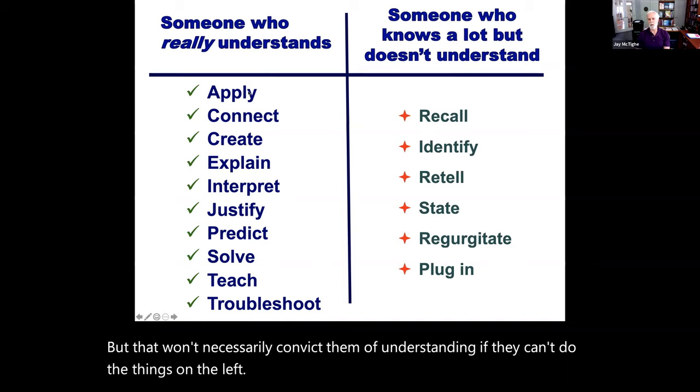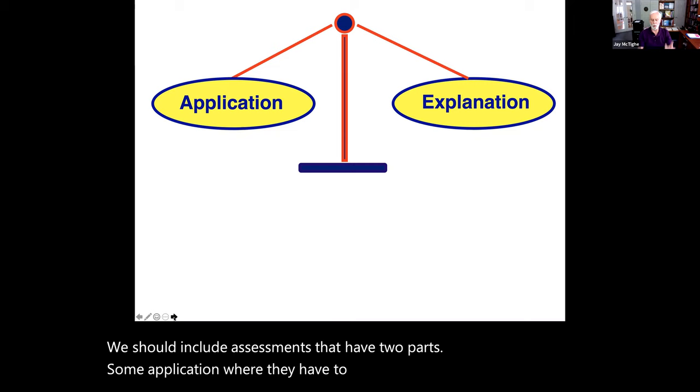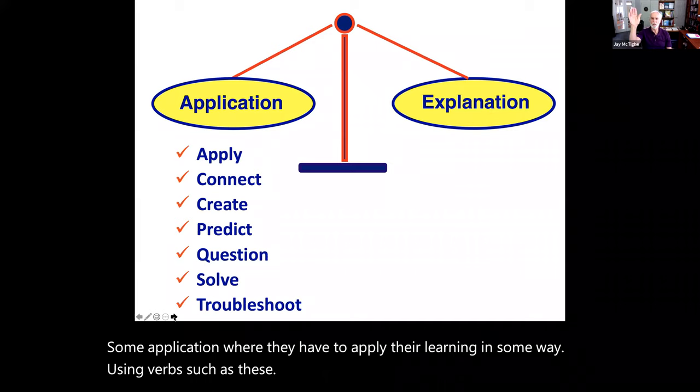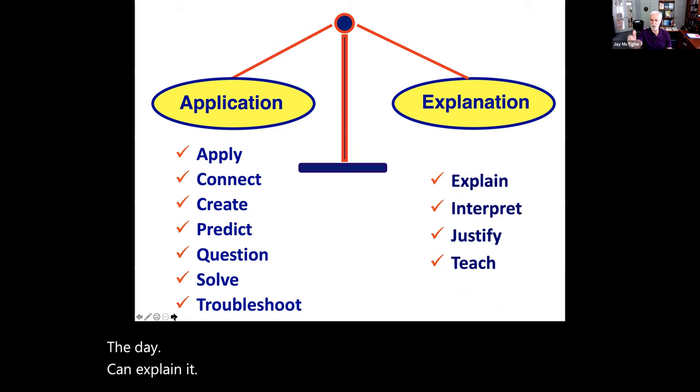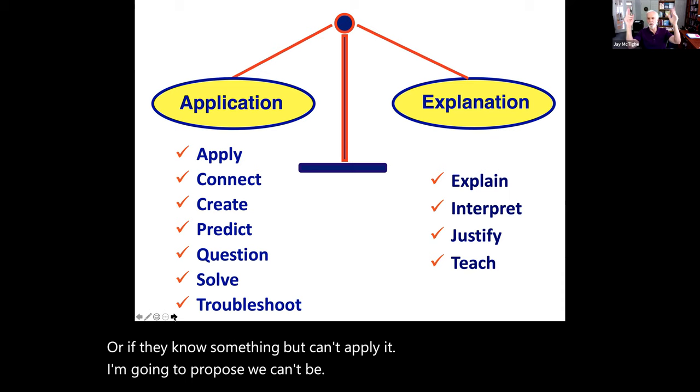So here are the implications of this little exercise for our assessments. Here's my contention. When and if we want to see if students really understand material, we should include assessments that have two parts. Some application where they have to apply their learning in some way using verbs such as these. And secondly, that they can explain it, support, justify, or teach it to someone else. If a student can apply their learning but can't explain it, or if they know something but can't apply it, I'm going to propose we can't be convinced that they really understand it.